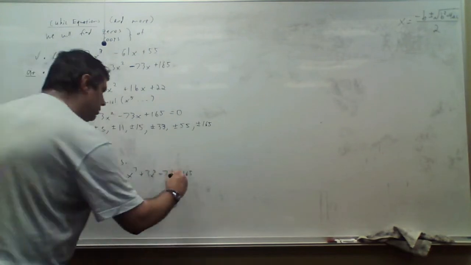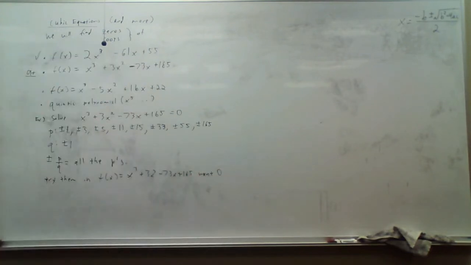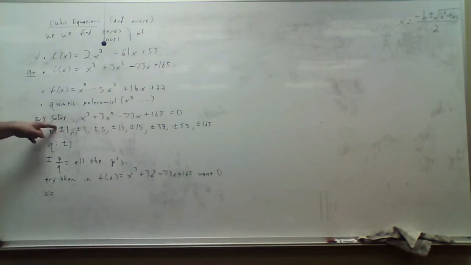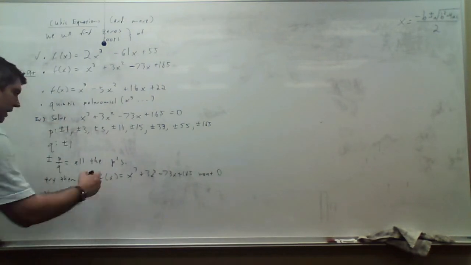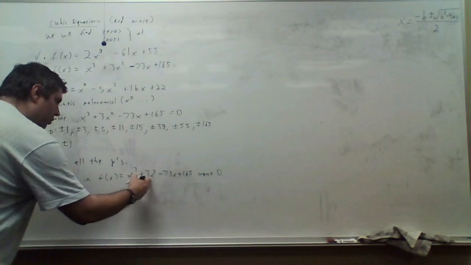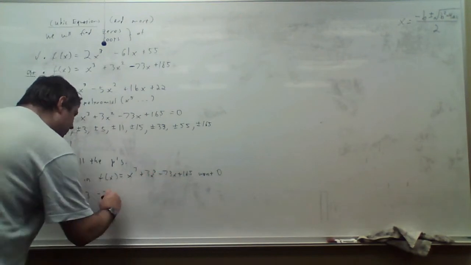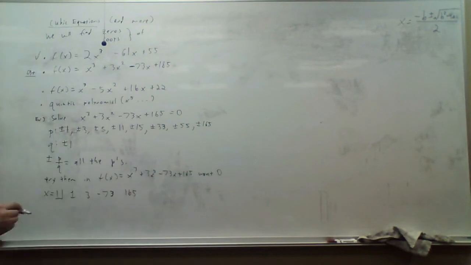And we want to get 0. That's the goal here. So I start with 1. If that fails, I try negative 1. Then I try 3. If that fails, I try negative 3, and so on. So I'll try x equals 1. I got 1, 3, negative 73, and 165.